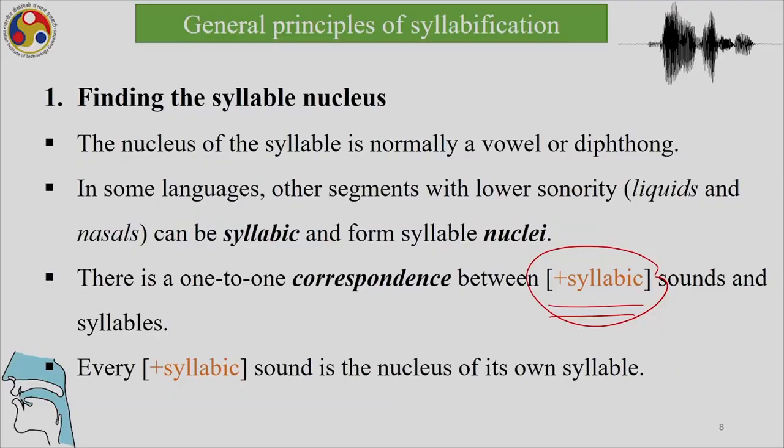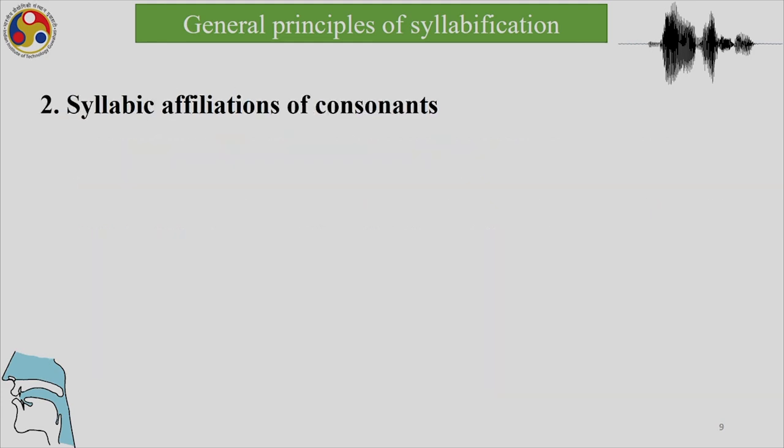So every plus syllabic sound is the nucleus of its own syllable. And hence, there are examples, even from English, where a plus syllabic sound is the nucleus of its own syllable. So it is plus syllabic in the sense that it is not a vowel, which is almost always the nucleus of all syllables, but sometimes segments which are not vowels can also be the nucleus of a syllable.